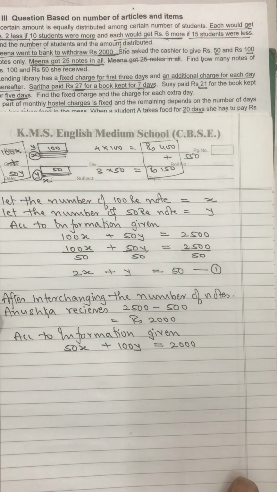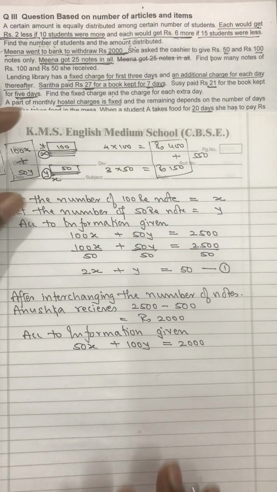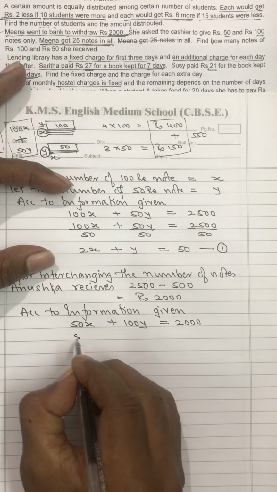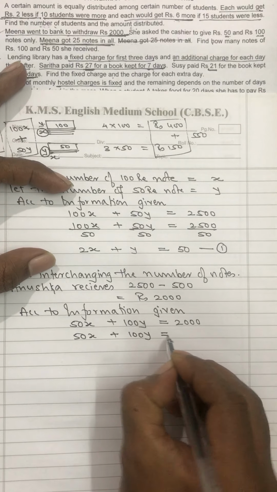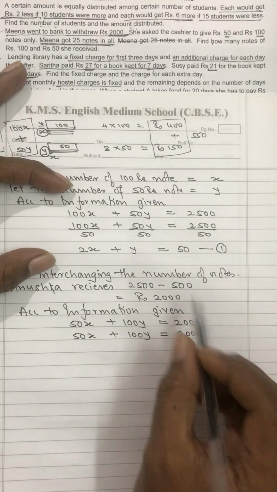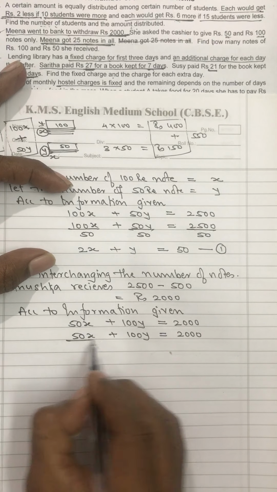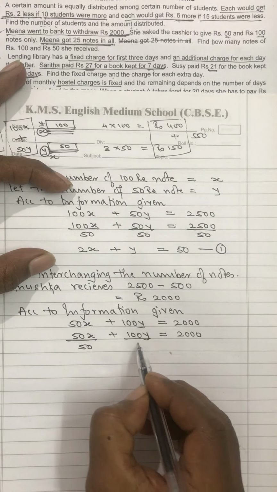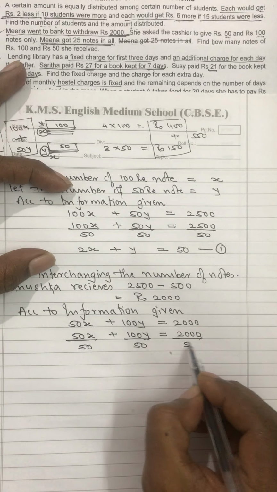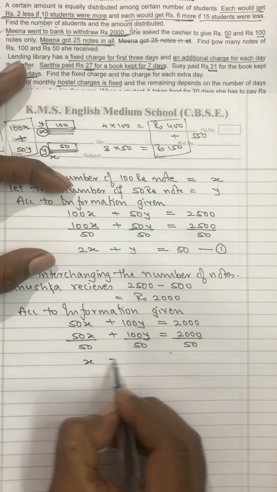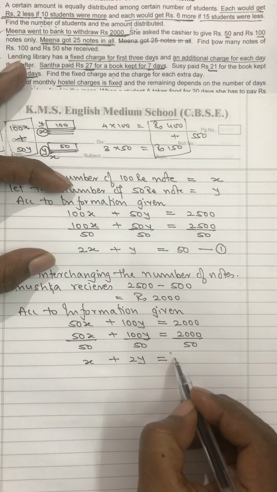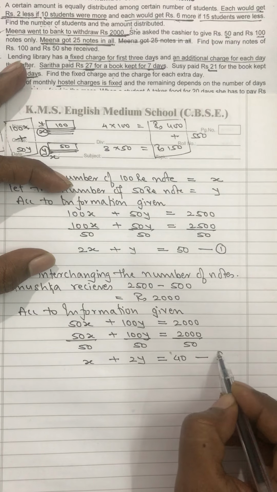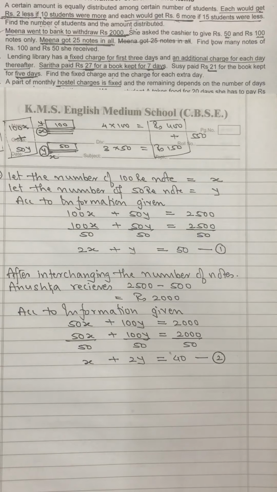So better shift this one. Now I will have to reduce this, and because the numbers are the same, 50, 100 and 2000. Initially it was 2500, but this 2000 also is divisible by 50. So I will reduce them by dividing by 50. X plus 2Y equals 40. This is my second equation.